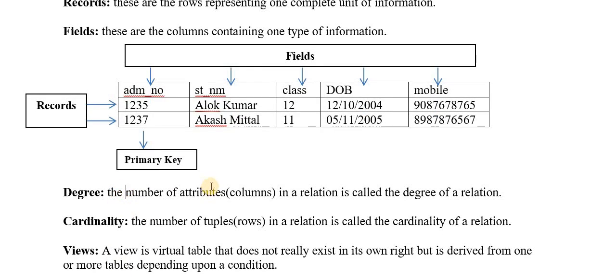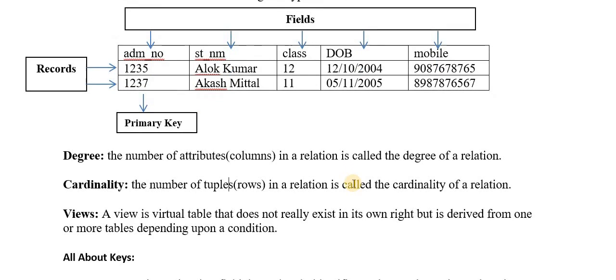Okay, next one is degree. What is degree? The number of fields in a table is called the degree. That is, the number of attributes or columns in a relation is called the degree of a relation. Okay, cardinality. What is cardinality? The number of tuples or rows. Another name for a record is tuple. So how many records do we have? We have 2, so here the cardinality is 2. And how many fields do we have? 1, 2, 3, 4, 5. So the degree is 5.